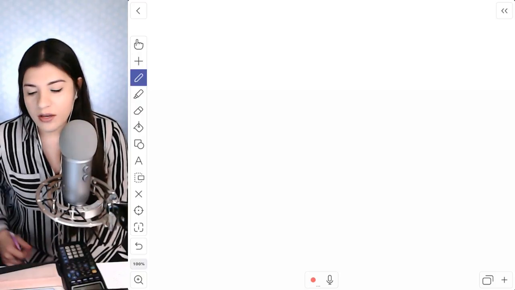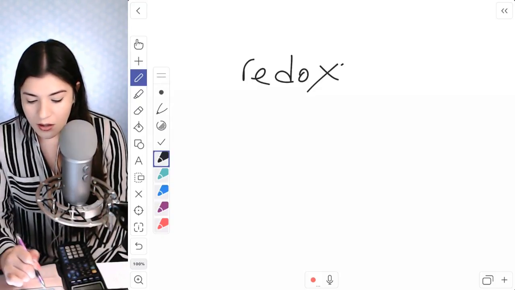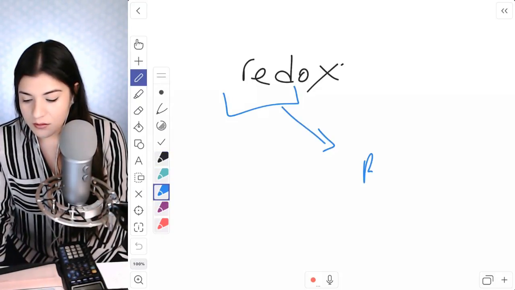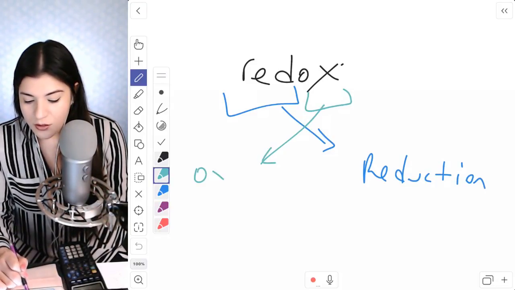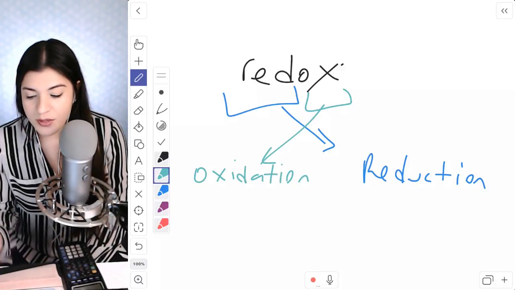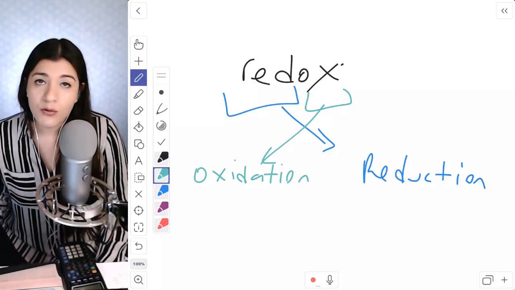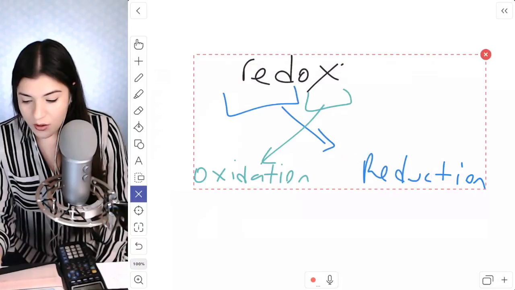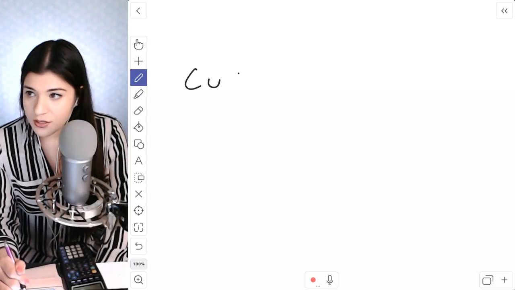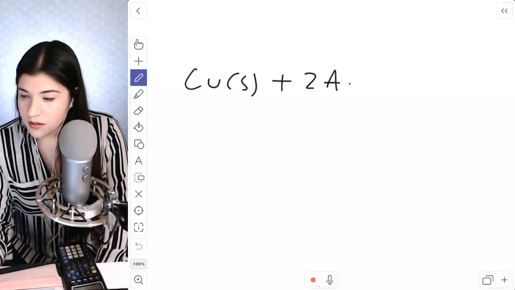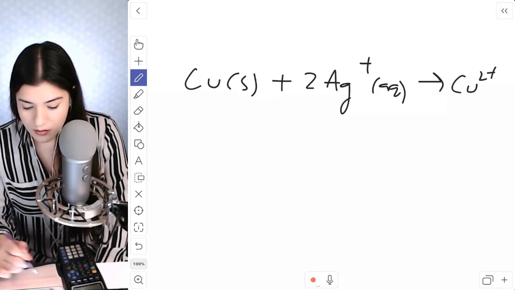Just to let you know, redox is in the name, where you would have reduction and you would also have oxidation. So you have to have both, and both of these have to be within the same reaction for it to even be a redox reaction. So I'll show you how to figure out which one's which. All right, so our balanced equation was given as this. Okay, this is plus silver going to copper 2 plus.